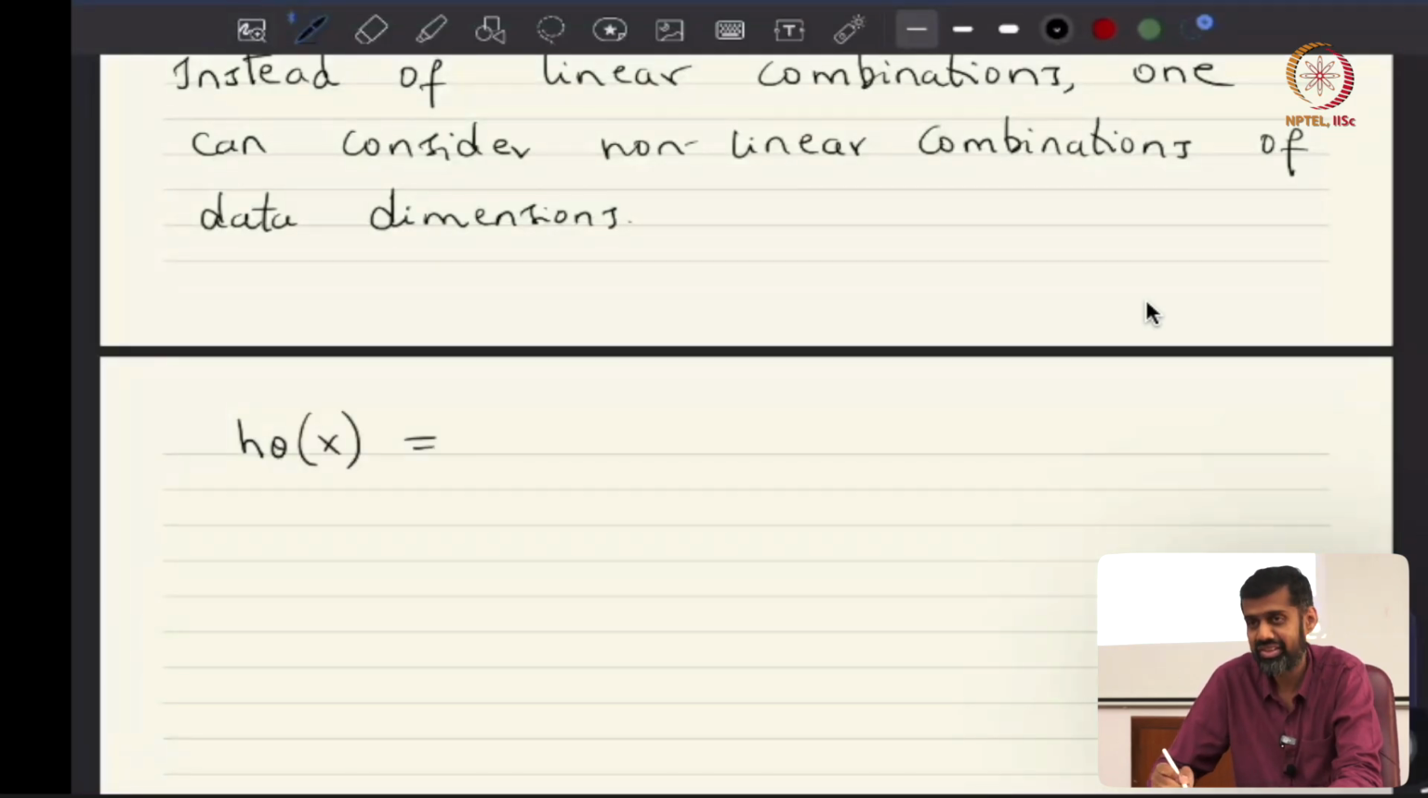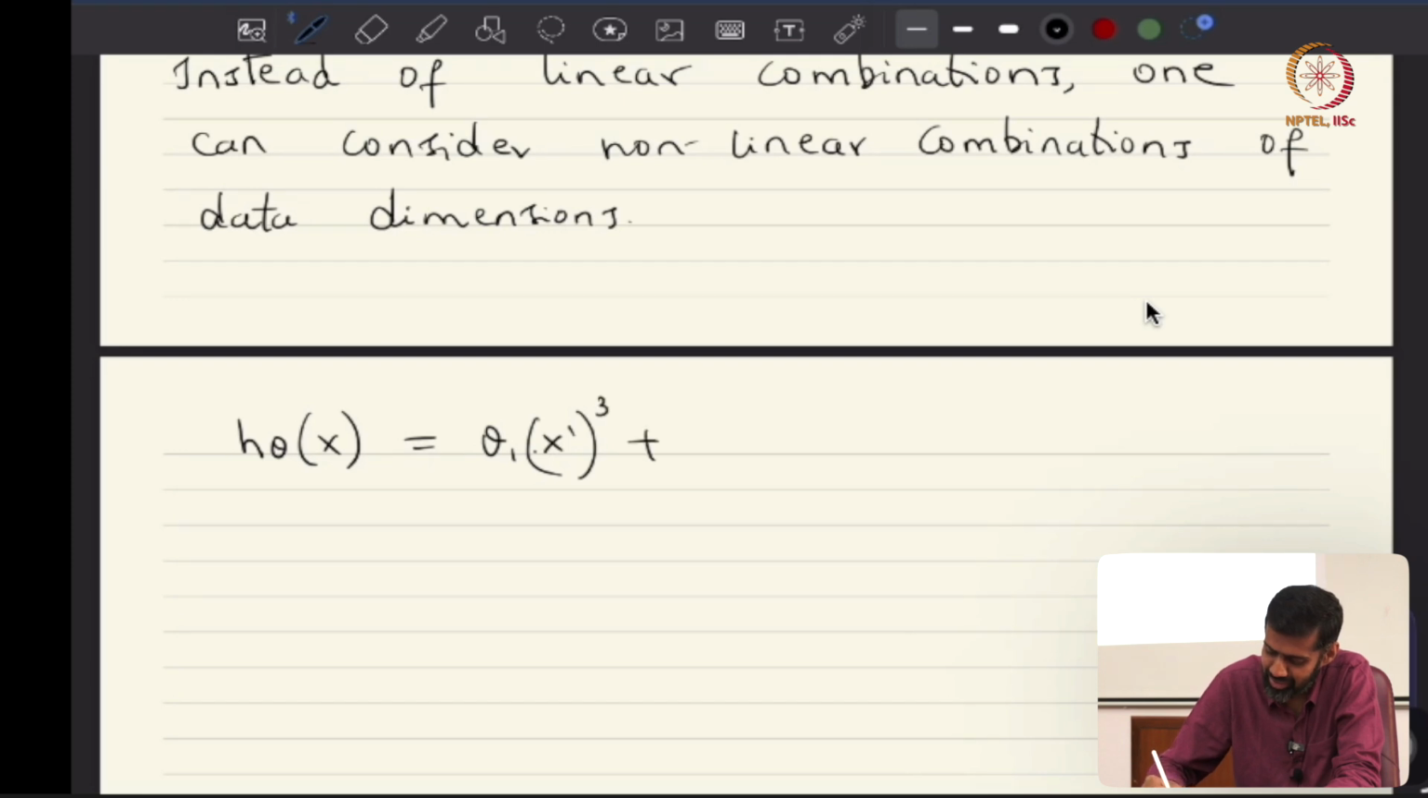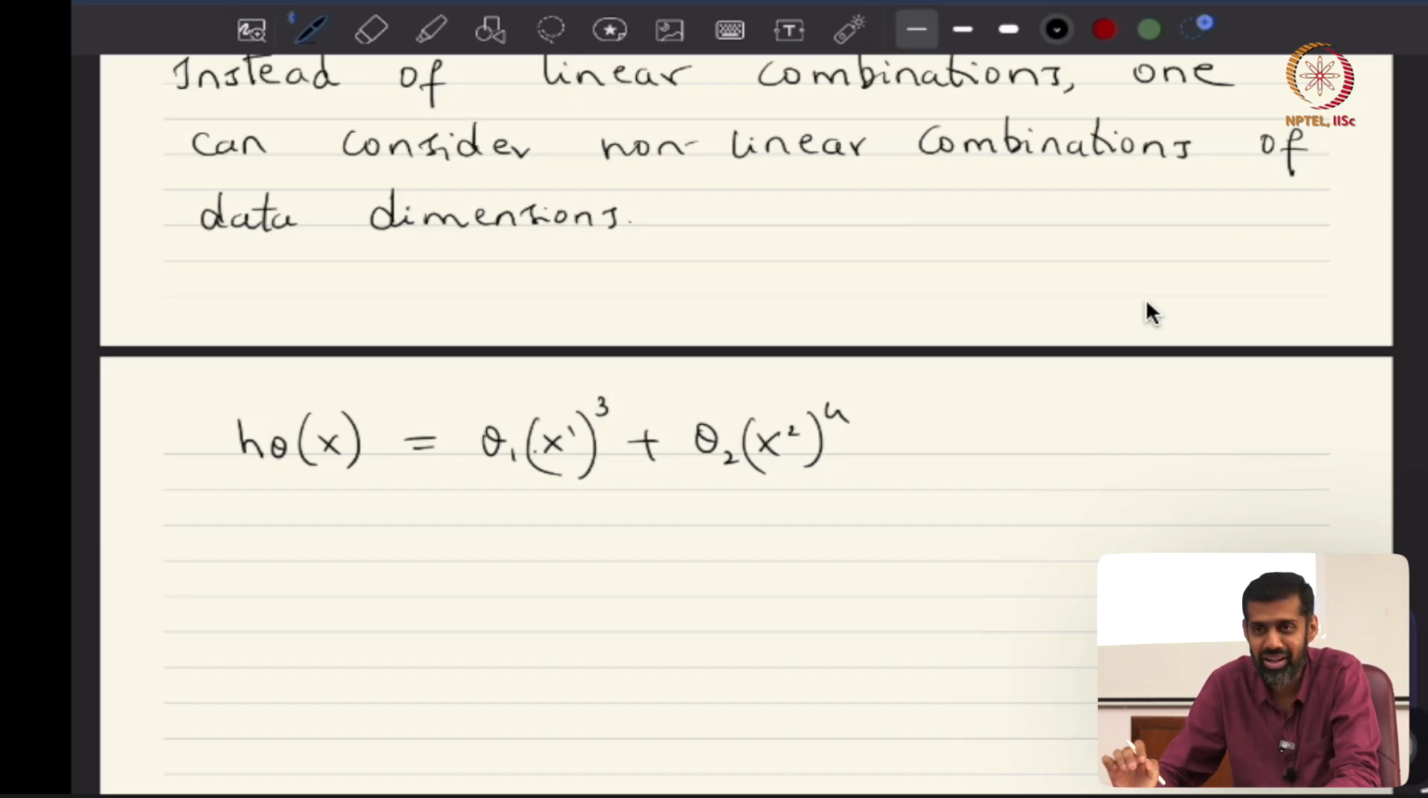I've used superscript for this thing already. It looks a little complicated, no? So this is, let's say, cube plus theta 2 times the second dimension raised to 4. See, it looks like x squared to the power of 4. Please note that superscript is for the dimension and whatever comes outside the parenthesis is the power, and so on. So this can be one way to model it.